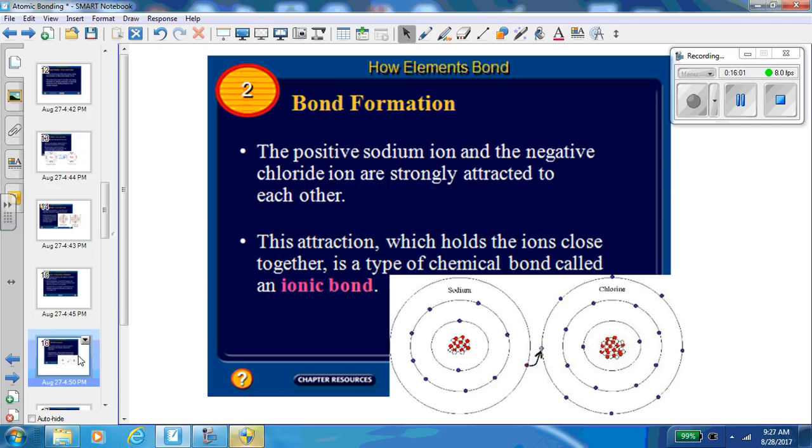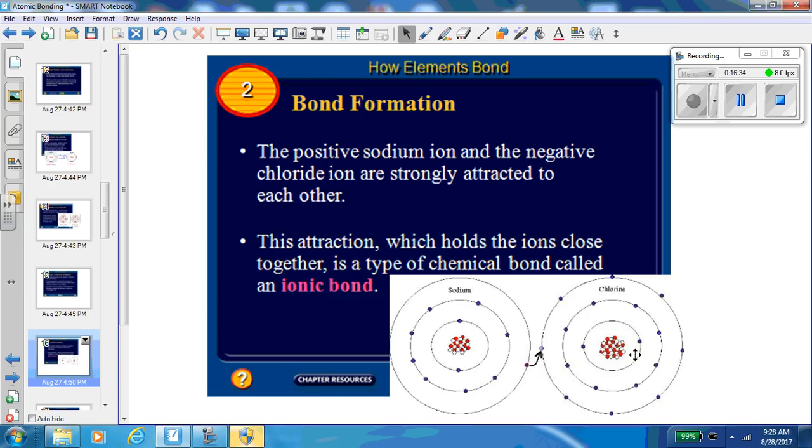All right, so let's look at a full bond formation here. The positive sodium ion and the negative chloride ion are strongly attracted to each other because sodium is trying to get rid of its one electron, and chlorine is trying to gain one to make its outer level full. This attraction, which holds the ions close, is a type of chemical bond that we call an ionic bond. Ionic bonds happen when atoms gain or lose electrons. It's like a transfer of electrons whenever ionic bonding is occurring.